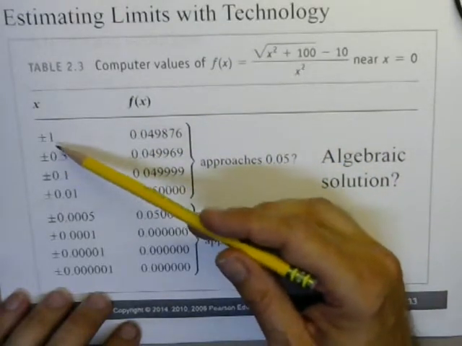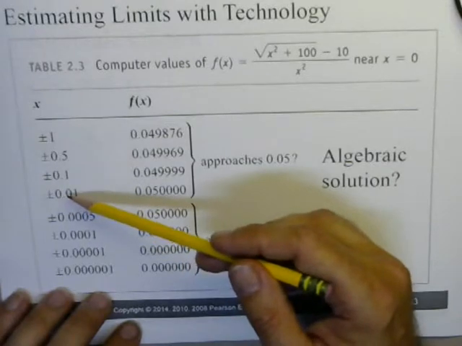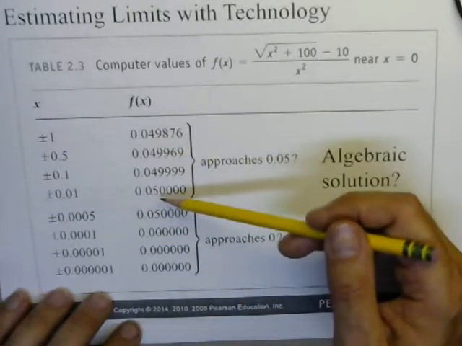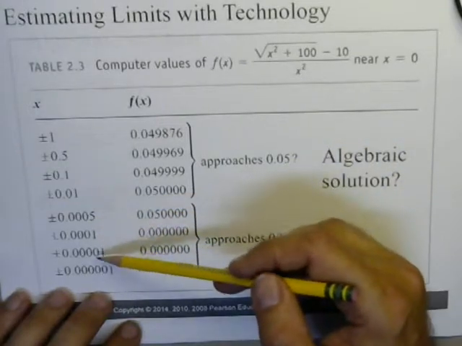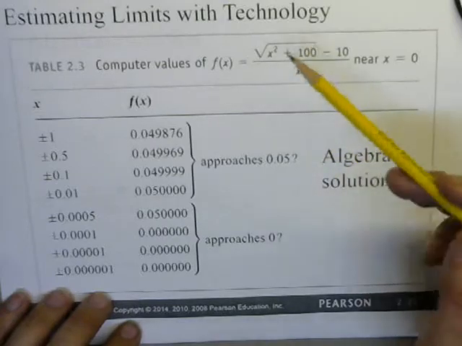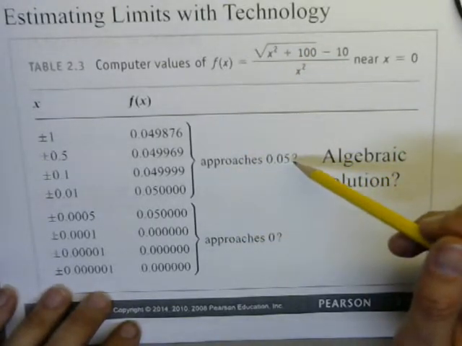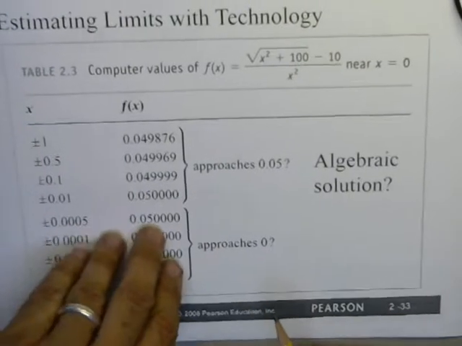If I pick values closer and closer to 0, if I approach 0.01, it looks like it's settling down to a height of 0.05. But if I pick values of x that are even closer and closer to 0, it looks like this limit is approaching height 0. So what is it? Is the height 0.05 or 0? You might say, well, they're close enough, but again, you can't have an answer that's both 0.05 and 0.